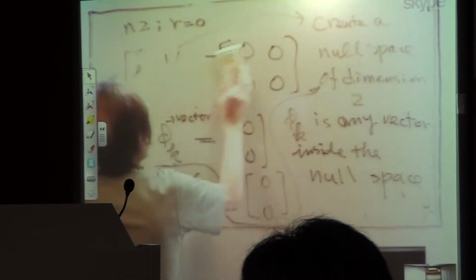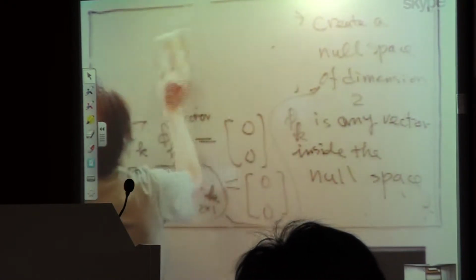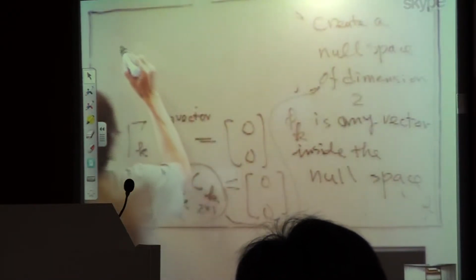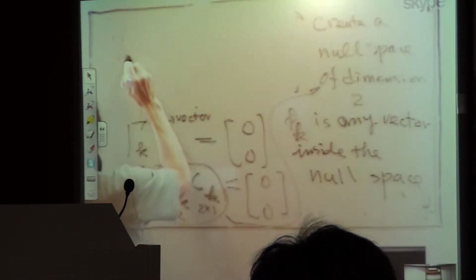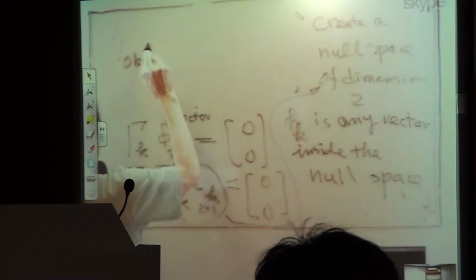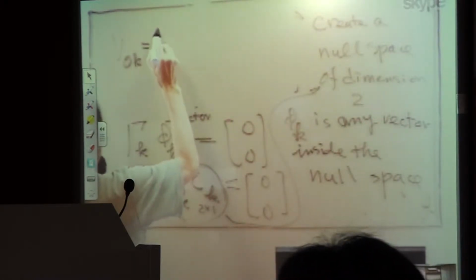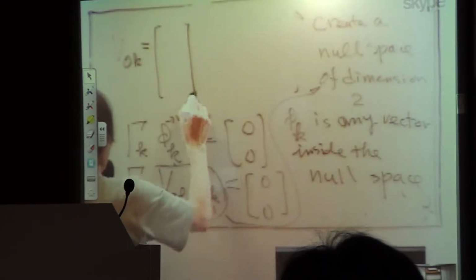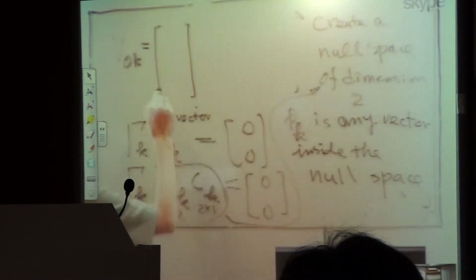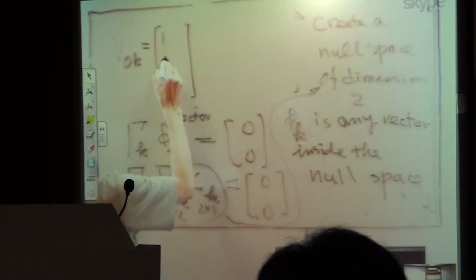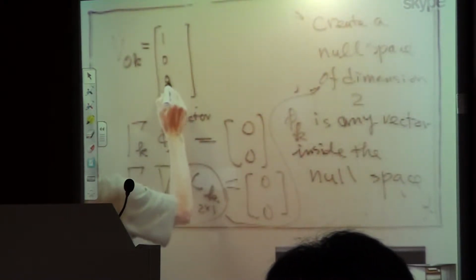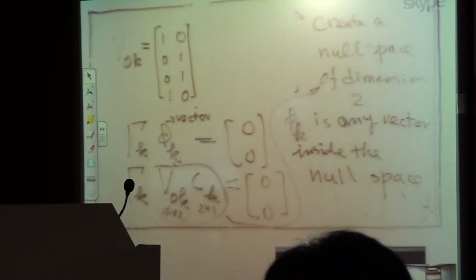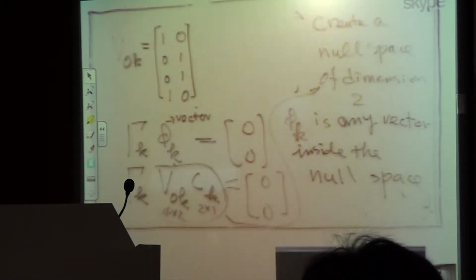Assume I have a V0K equal to, alright, that is, my V0K is 1, 0, 0, 1, and 0, 1, 1, 0. Okay? Right?